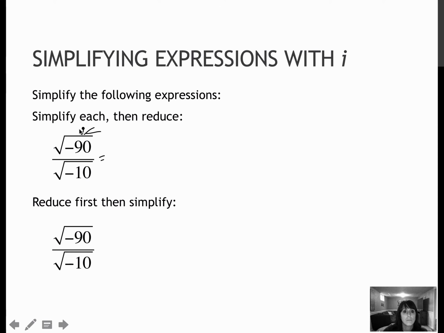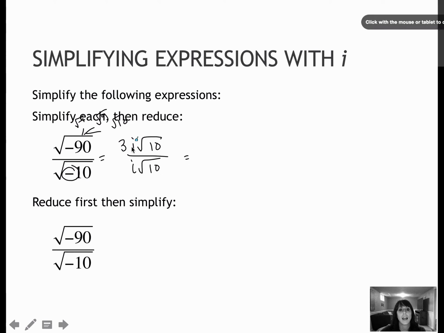radical -1 and radical 9 and radical 10, which would give me 3i radical 10. And then I would reduce this one, and I would only be able to take that i out. So it would be i radical 10. And when I reduced those, the i would cancel and the radical 10 would cancel, and I would be left with just 3.